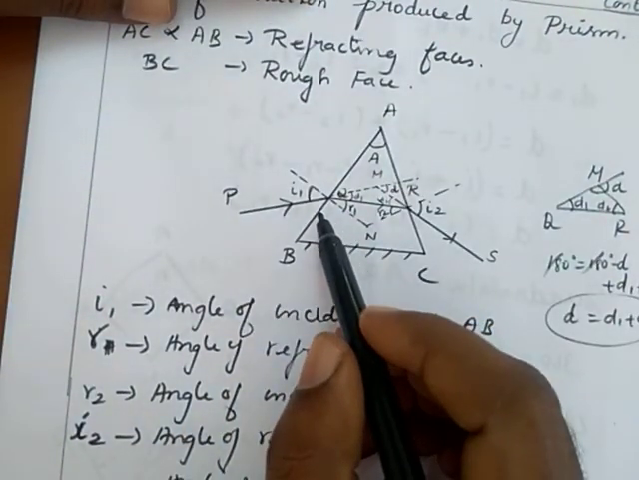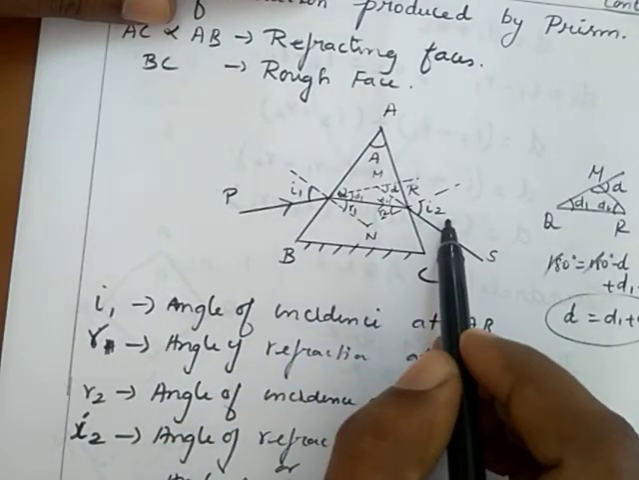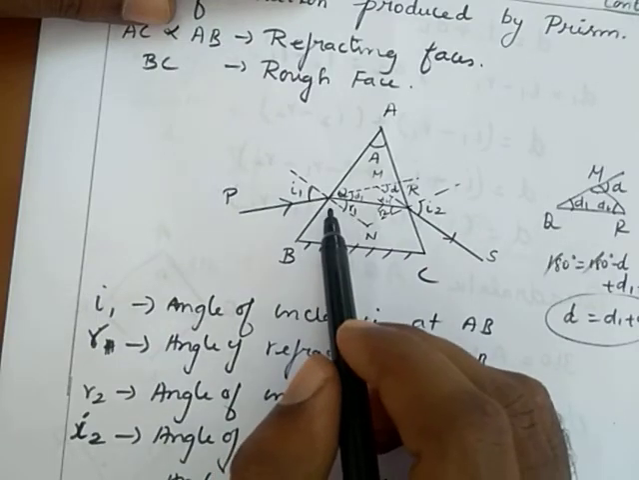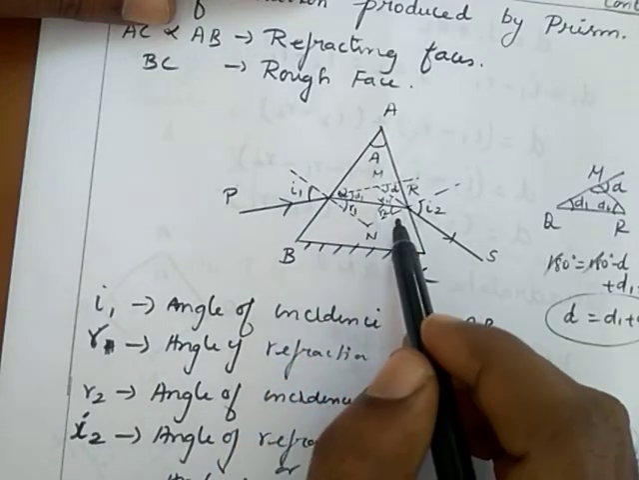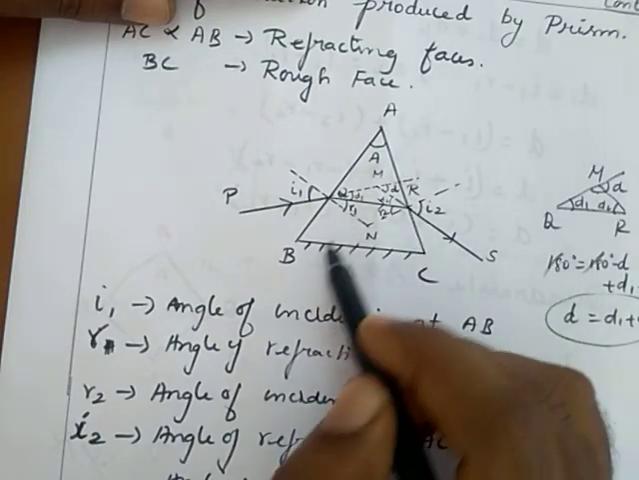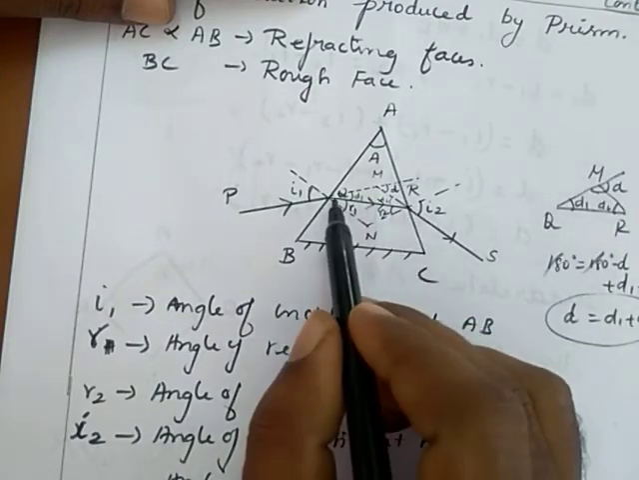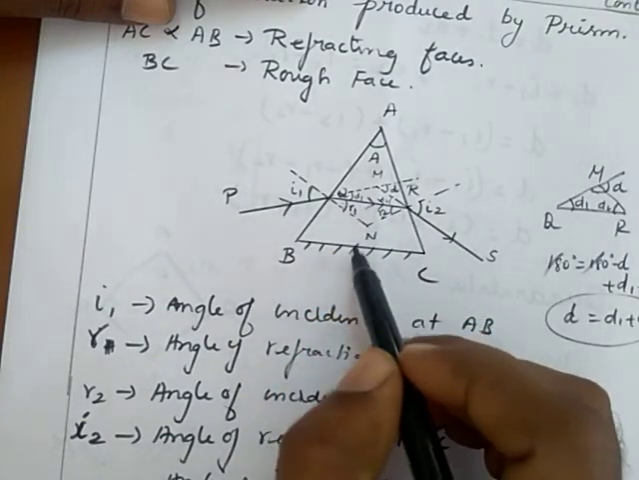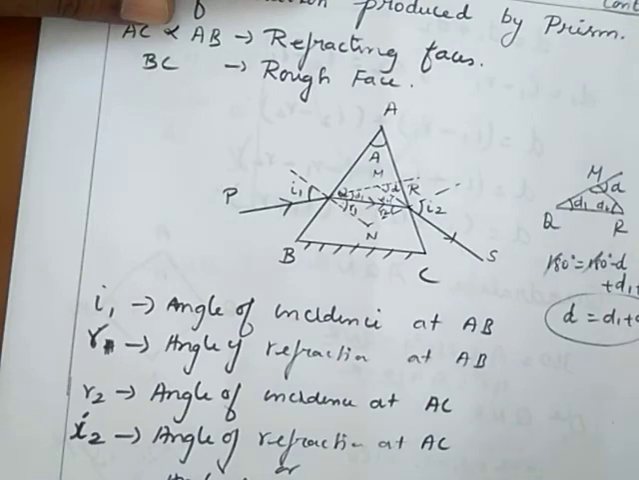See, at angle of minimum deviation, the first thing is angle of incidence is equal to angle of emergent, I1 is equal to I2. Second, at the minimum deviation, the angle of refraction in the first surface AB is equal to angle of incidence in the second surface AC, R1 is equal to R2. Then the third one, the refracted ray QR inside the prism is parallel to the base of the prism. These are the three things observed at the angle of minimum deviation, capital D.